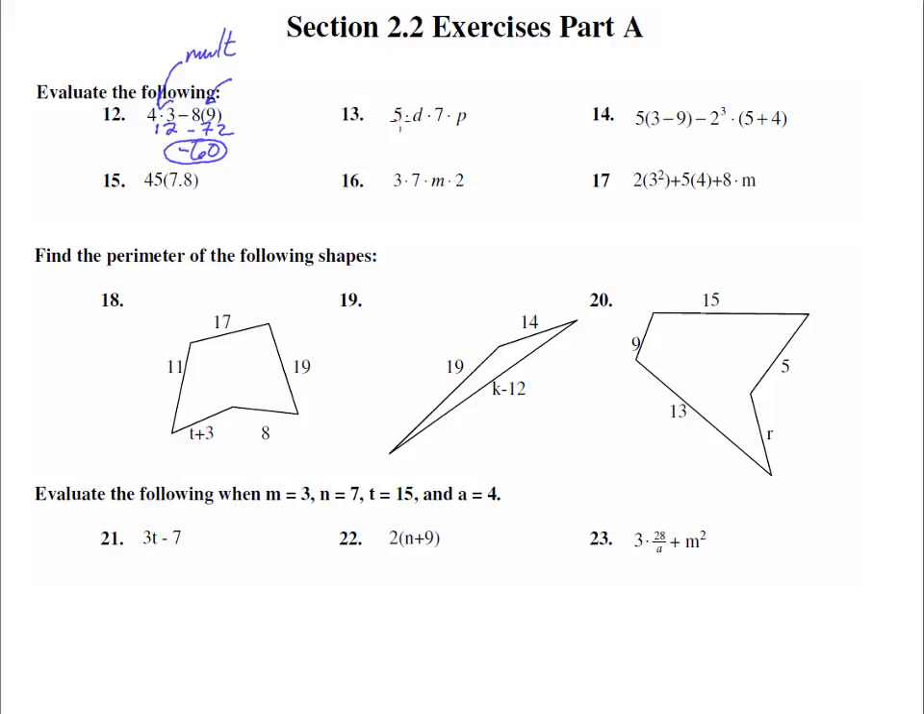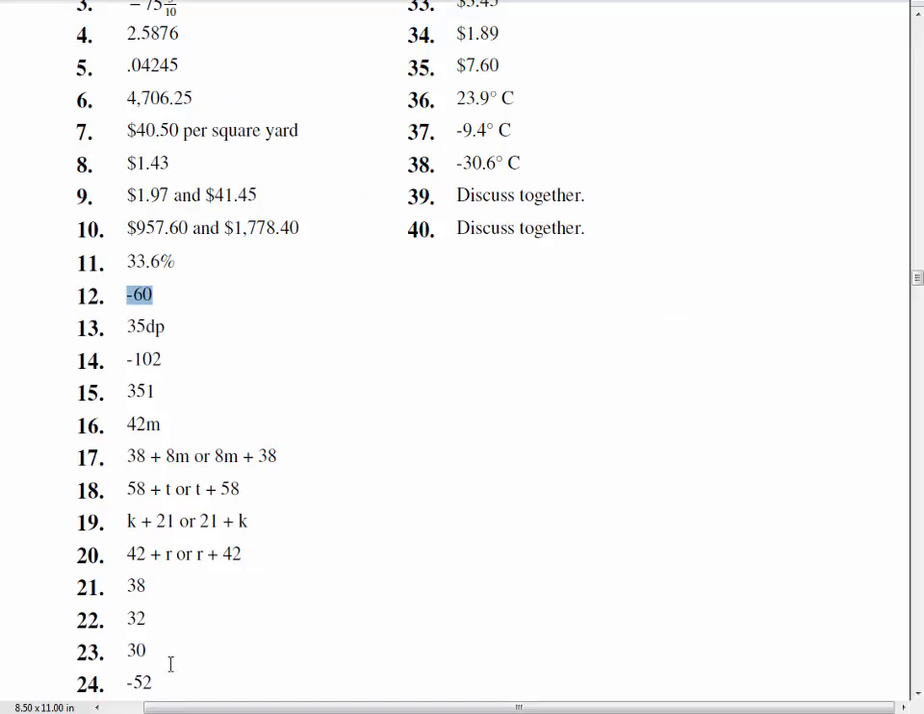Number 13, 5 times d, whatever d is, I don't know, that's a variable. 5 times d times 7 times p. I know 5 times 7, I could do that one as 35 times d times p, and I can put those next to each other because they're letters next to numbers and there's no confusion that that is multiplication. Let's double check our answer. There we have 35dp.